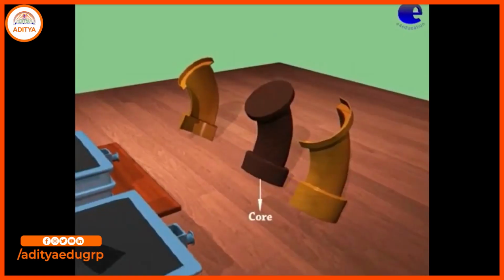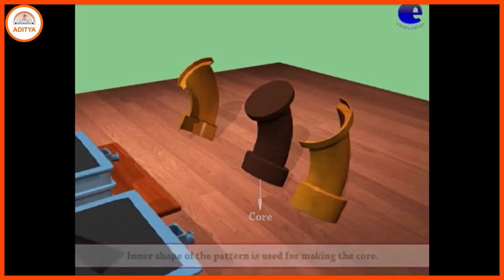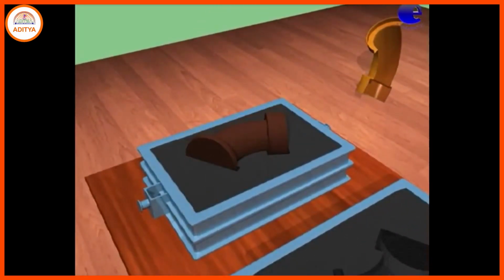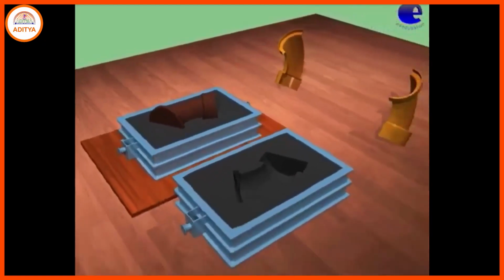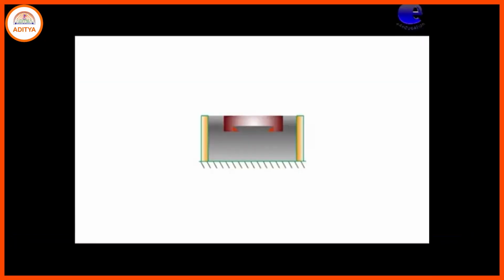It means we want these types of shape. That's why we produce that type of shape, and that is the core. Core is used for creating the internal features. It means core is there and here the shape is there, and in that particular shape, after producing that shape, we pour the molten metal.